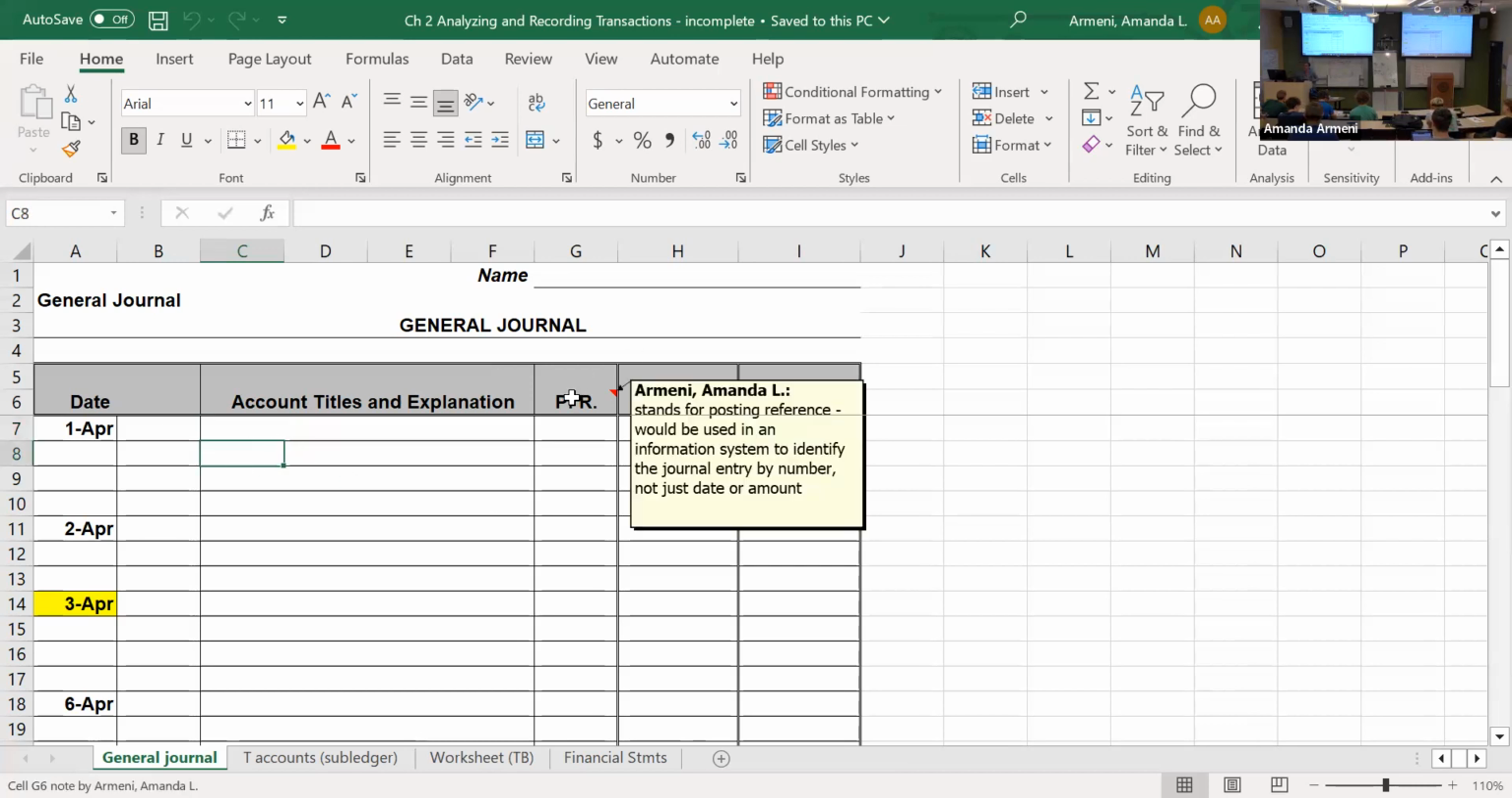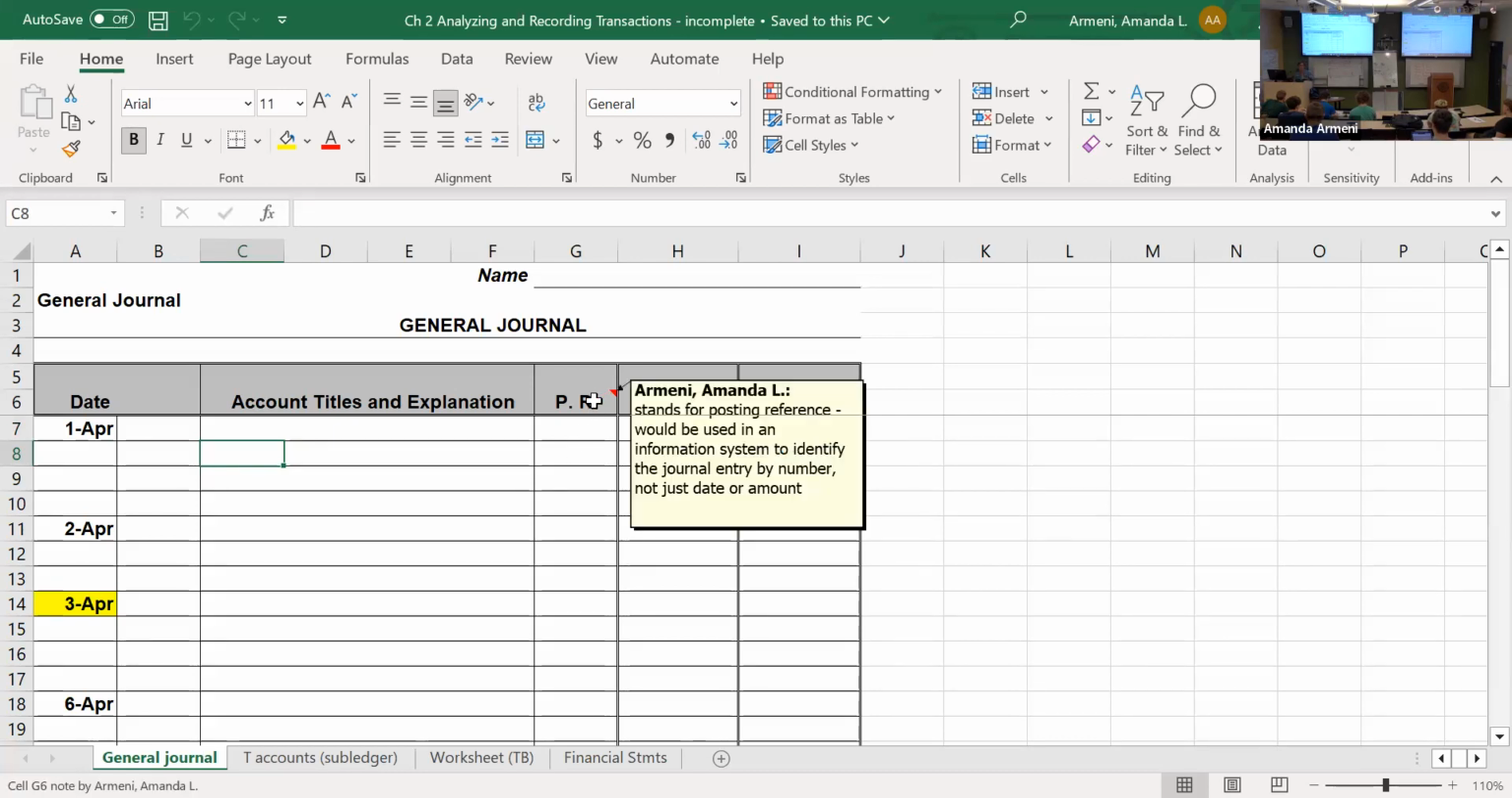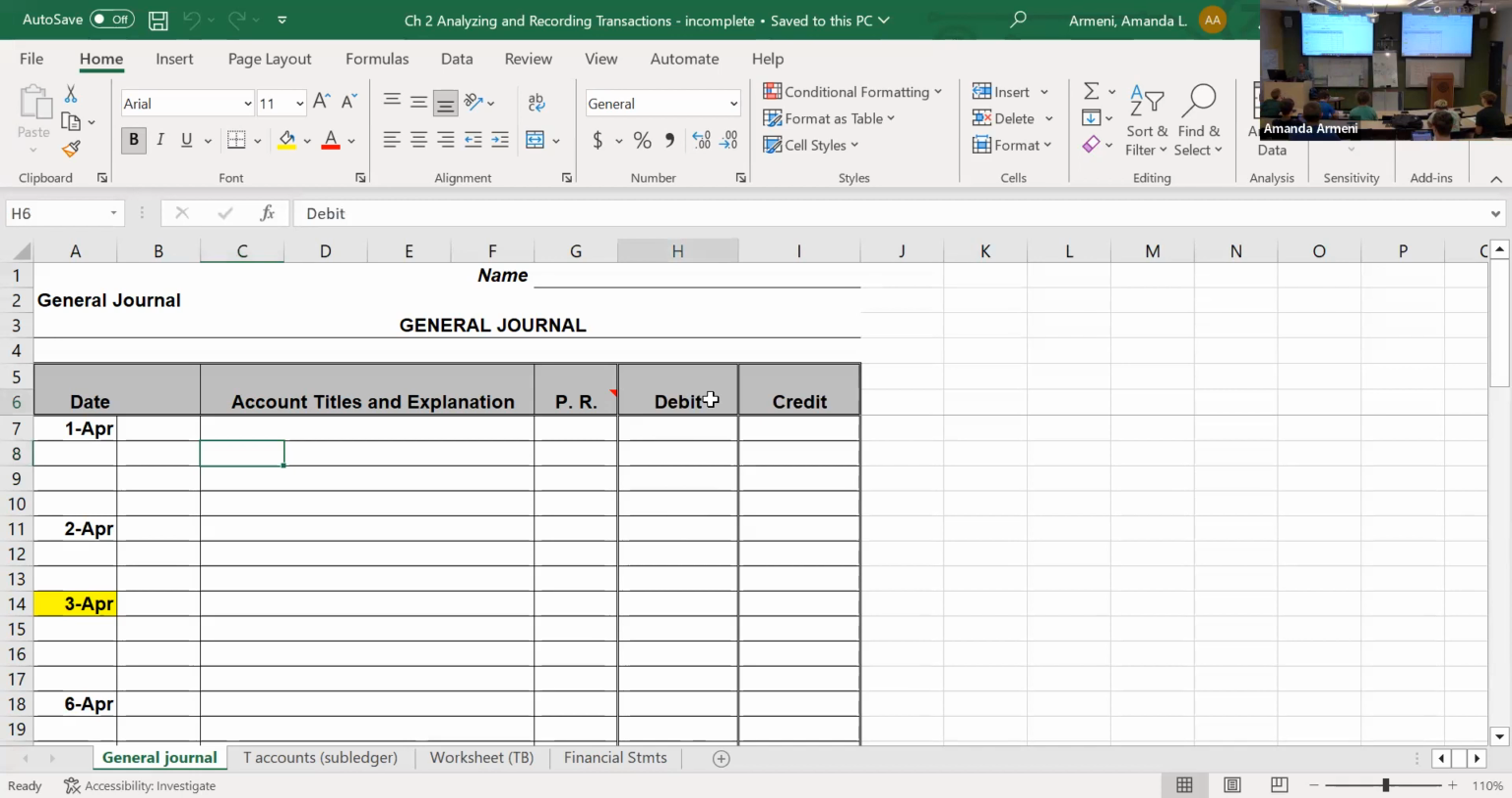If you see in Excel anything that has that little red triangle, if you hover over it, it gives you a little comment that I've provided. So PR stands for posting reference. In an actual accounting system, every single entry that we make into the journal will be given a number, like a transaction number, so that if you want to go back and recall it in the accounting system, you'll very easily be able to identify it. We're not going to use posting references in this class, okay?